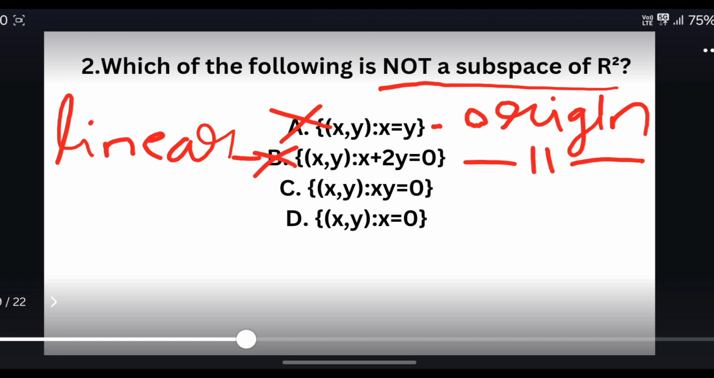And option C, (x, y) such that x y equal to 0. This is not a subspace. I will explain, just wait. And see option D, (x, y) such that x equal to 0, which means this is the y axis.